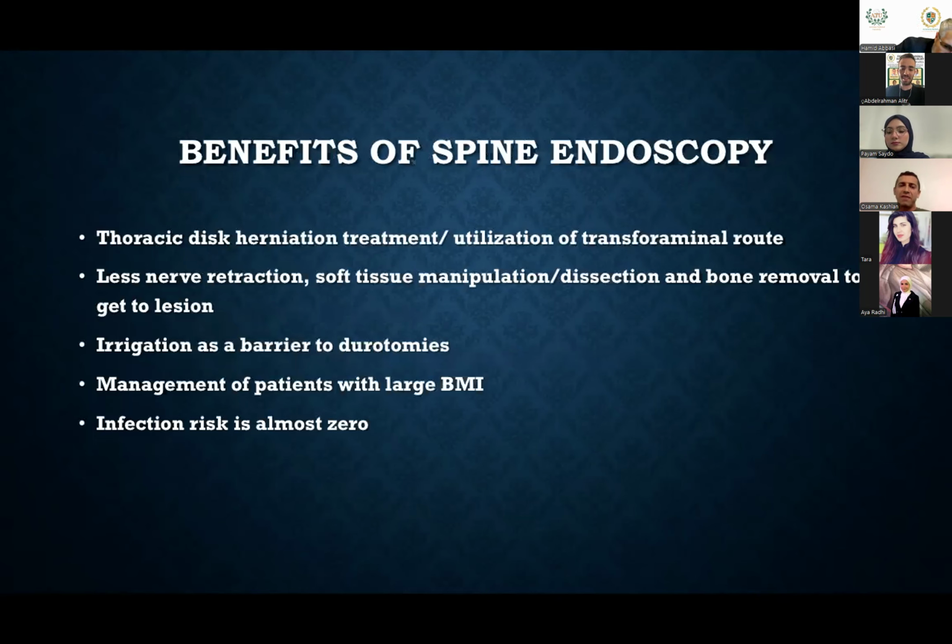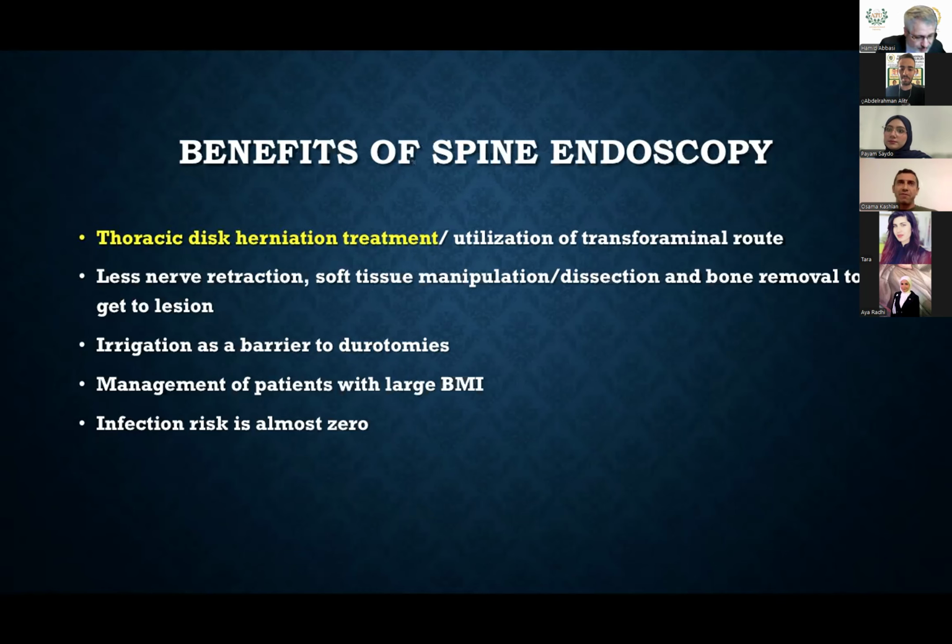I know I only have 20 minutes to give a talk with the questions, so I'm not going to go through every one of these. But really, the number one reason why, in my opinion, spine surgery groups, it doesn't have to be where everybody does endoscopy, but it has to be someone in your group, someone in your community that does these, because the treatment of thoracic discs is a game changer. And I'm sure many of you have already seen this. Out of the benefits of endoscopy, the number one benefit is treating thoracic disc herniations.